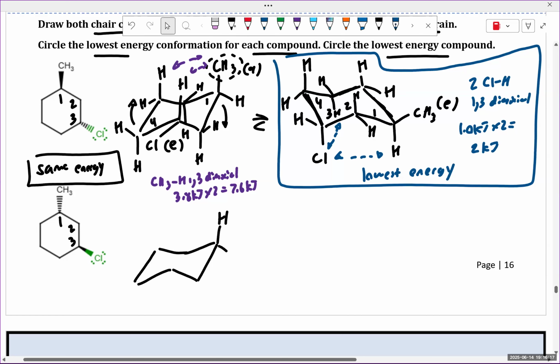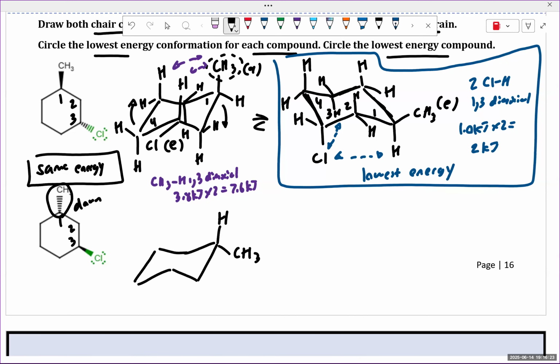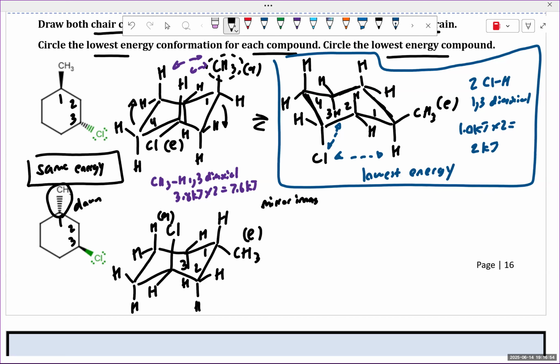So first and foremost, in this case, the methyl group has a dash, so it's pointing down. This time the down position is equatorial on carbon 1. For carbon 3, the chlorine has a wedge, so it's pointing up, so it is axial. Now, as we can see, and I would encourage you to make a model to see this, these two structures are mirror images. These two conformations are mirror images of one another.